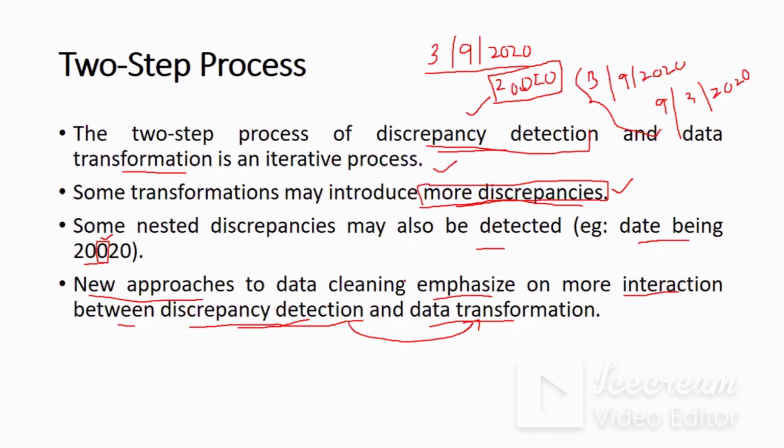So at each stage of discrepancy detection, we are going to involve data transformation, and then we are going to check. It is going to be more interactive. Both these phases need to be interactive, and we check each other: whether discrepancy detection is done, then we check it with transformations, whether more discrepancies are there, and whether nested discrepancies have come in. Then we go for the next step of discrepancy detection. This is the way in which we are going to handle the process of discrepancies. So with this, I stop the lecture.